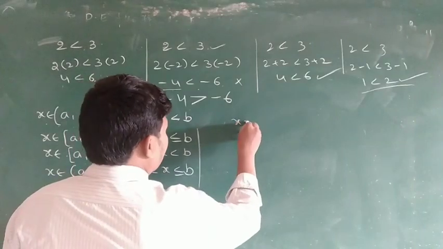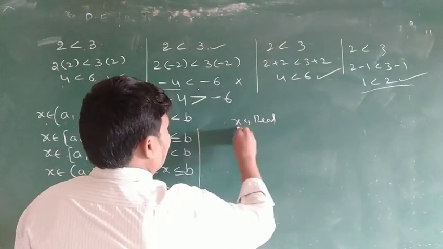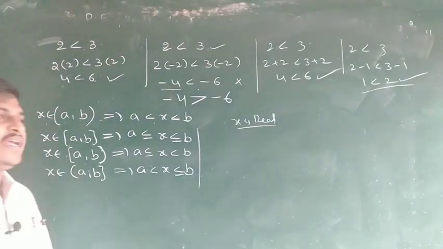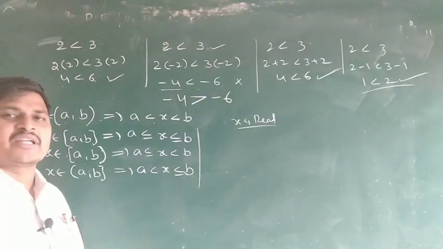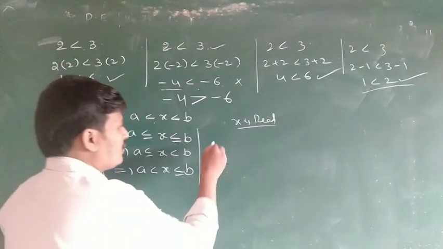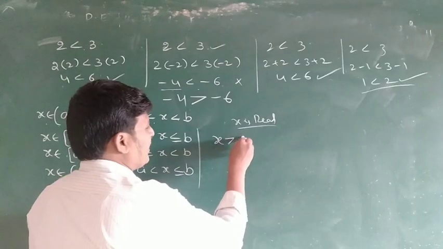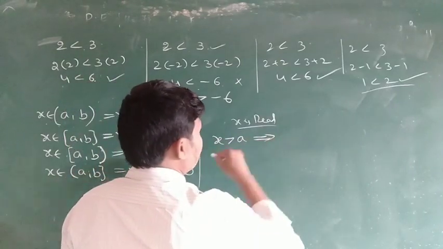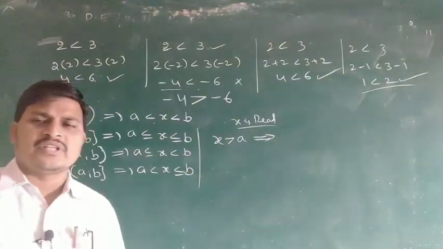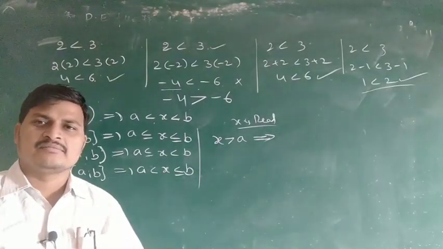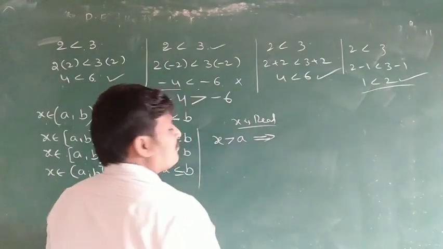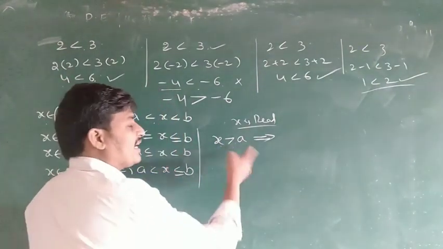If x is a real number, or particularly a positive integer or negative integer, when x is not specified, x is a real number, belonging to R. Now x greater than a, what does it imply? What is the meaning of x greater than a? Here a can be 1, 2, 3, 4, minus 1, minus 2, any number. So x greater than a means the value of x is greater than a.